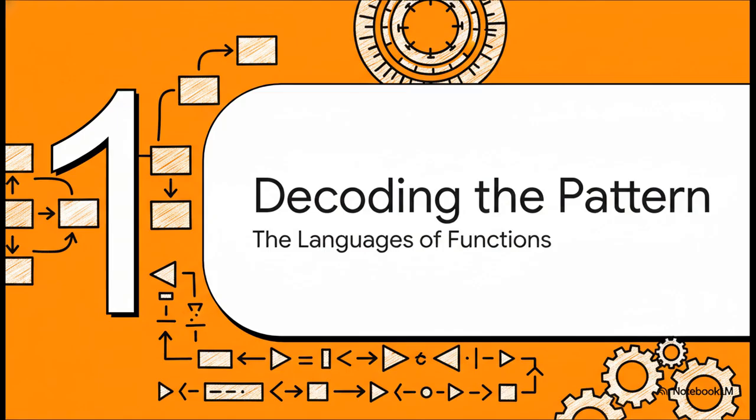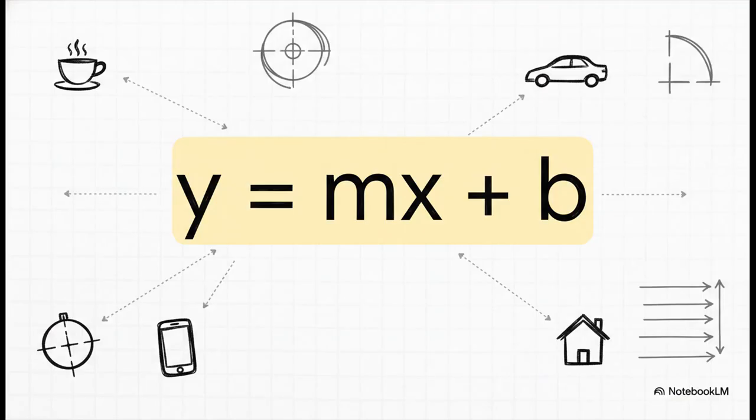Okay, so now that we've got the main idea down, let's learn how to actually talk about these rules. What's the language of functions? And trust me, it's way simpler than you might think. This right here, this is the secret code. This is the blueprint for so many of the patterns you see out in the real world. I know, it might just look like a bunch of letters from algebra class, but this little equation, it tells a complete story about how things change.